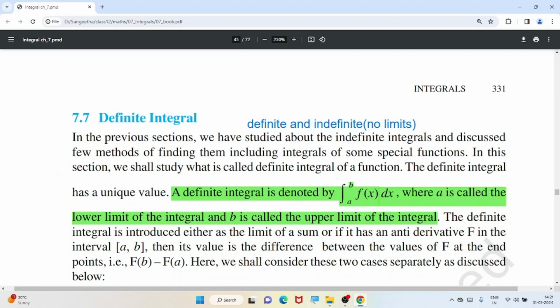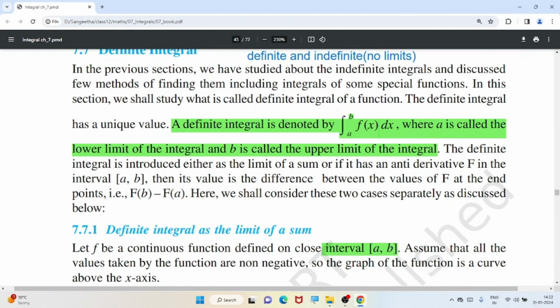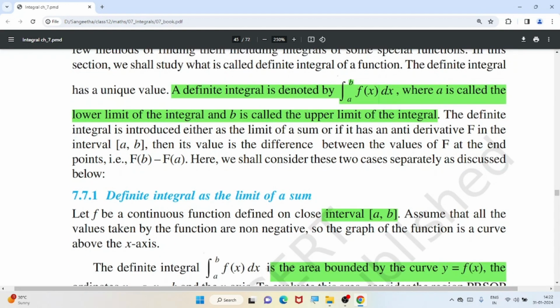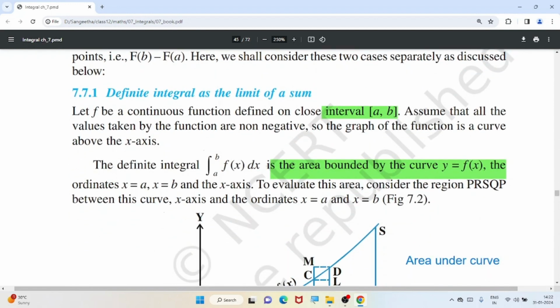Definite integral. The difference here is that we are going to use limits, like a and b. We are going to integrate within those limits only. That is the definite integral. Indefinite has no limit. This will be used when you find the area of the curve within this interval a to b. This is how you represent the interval.